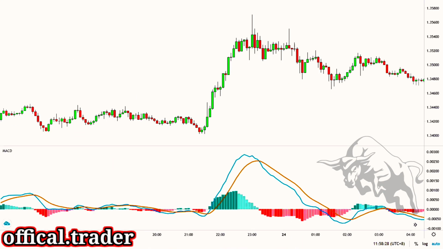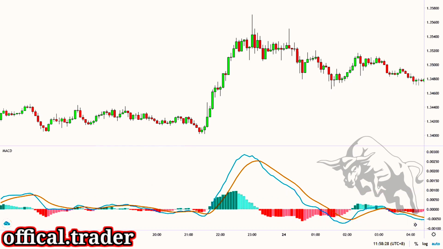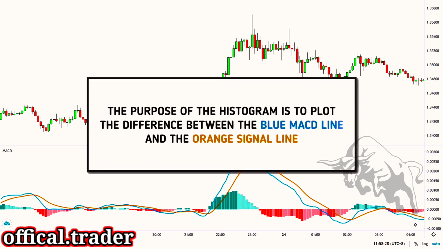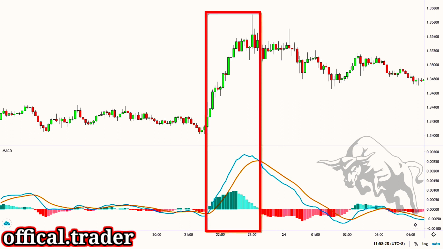The final component of the MACD indicator is what's called the histogram. These are the red and green bars you see in the middle of the indicator. Now this may look kind of complicated, but you'll see in a second that this part of the indicator is actually incredibly simple. The purpose of the histogram is to plot the difference between the blue MACD line and the orange signal line.